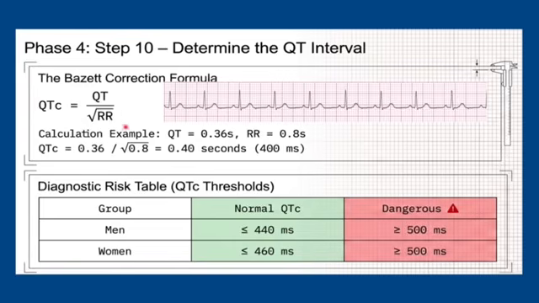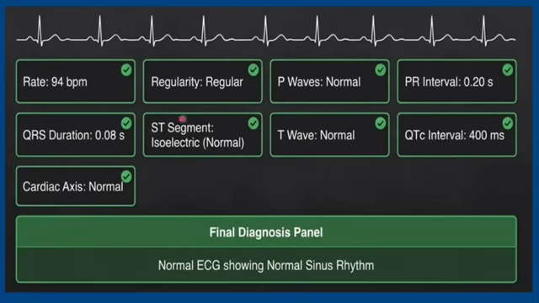Normally, in males, it is equal or less than 440 milliseconds. In females, it is equal or less than 460 milliseconds. Prolonged QT interval can carry risk of dangerous arrhythmias. If we make a final comment on the ECG, the heart rate is 94 beats per minute, regular. P wave is normal. PR interval is normal, 0.2 seconds.